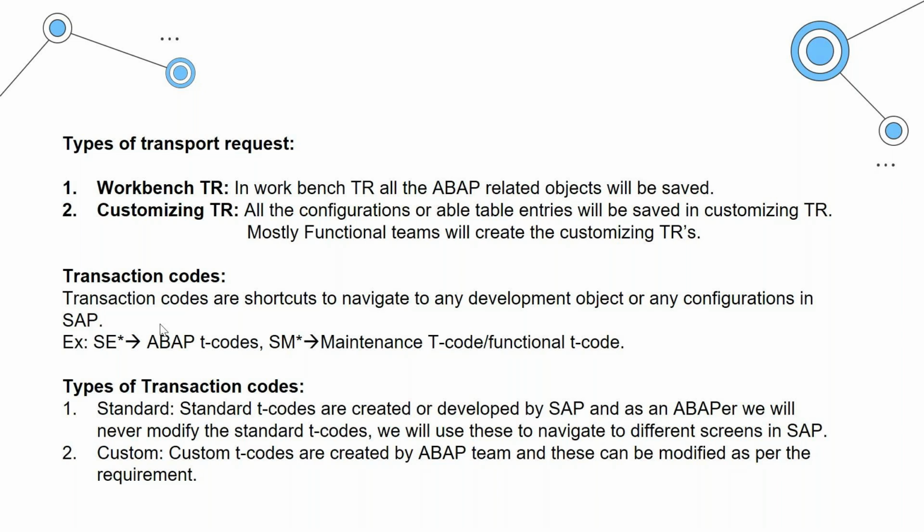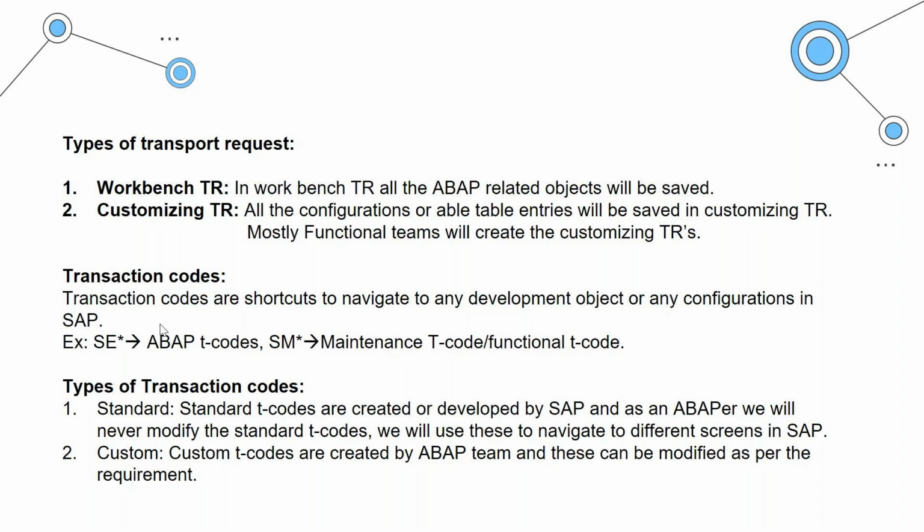Standard T code means, similar to standard packages, standard T codes are also created by SAP themselves. We should never ever change standard packages or standard T codes. Never. Then custom T codes. These custom T codes are created by the ABAP team and we can change them at our free will as per the requirement. You will never get a requirement to change a standard T code. Never, never. Mark it.